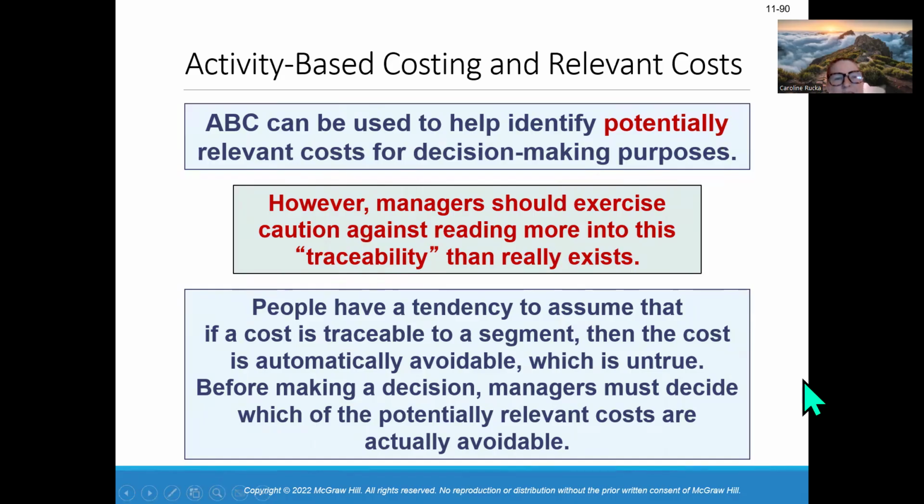Your activity-based costing can be used to help identify those relevant costs for decision-making purposes. But managers should exercise caution against reading more into the traceability than really exists. People think that if a cost is traceable to a segment, then that cost is automatically avoidable, which isn't necessarily true. So you, as the managers, have to decide which relevant costs are actually avoidable between the two decisions.